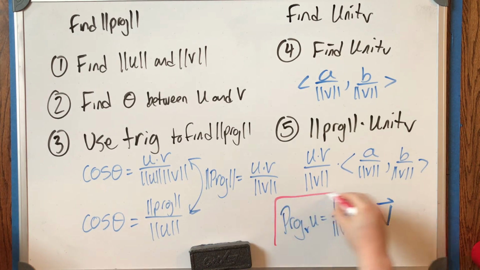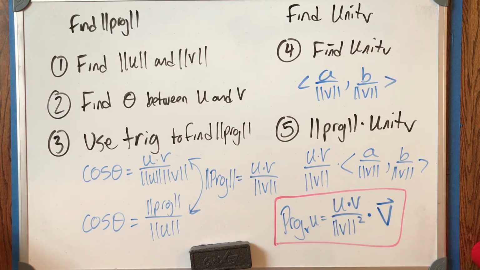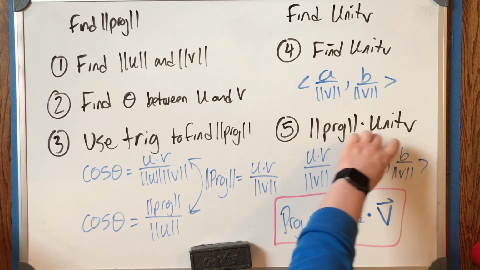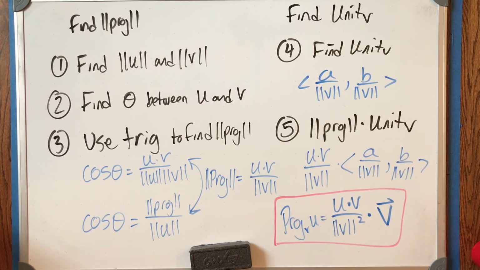If you memorize this formula, you'll be able to find every single vector projection that you come across without really having to put in a lot of thought. You just find the dot product, divide it by the magnitude of v squared, and then multiply that by the a and b value of vector v, and you're good to go.